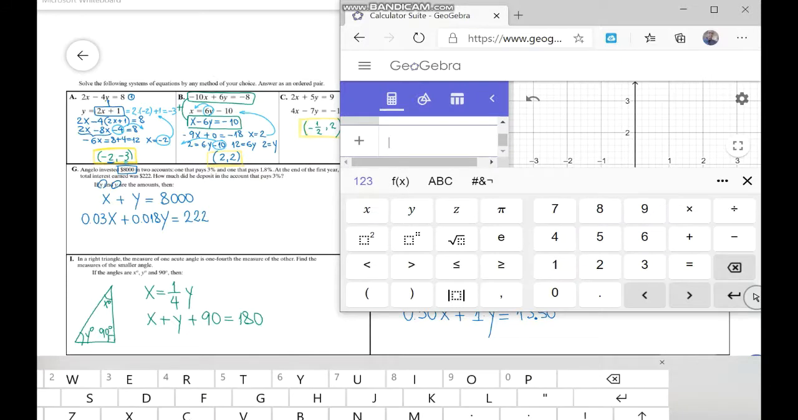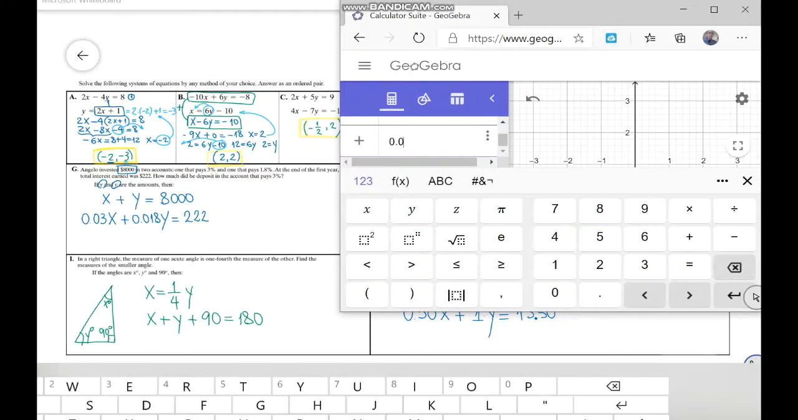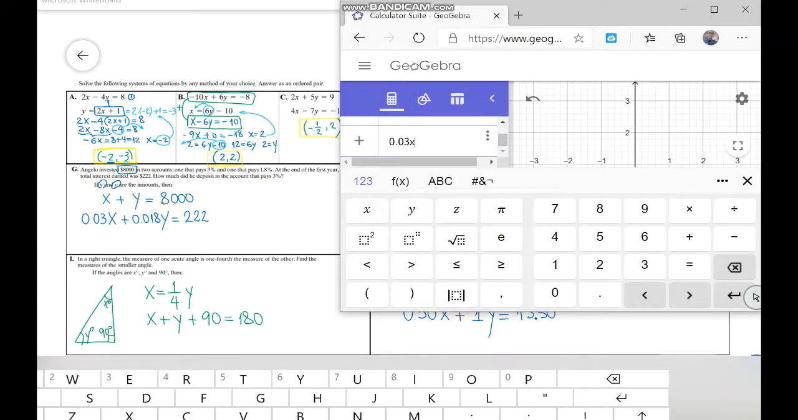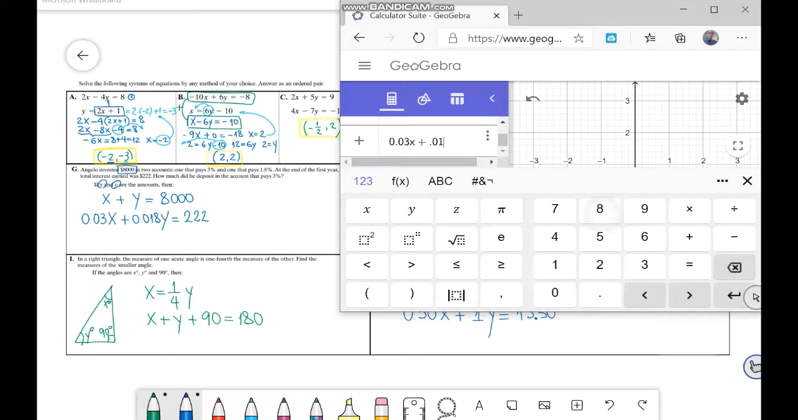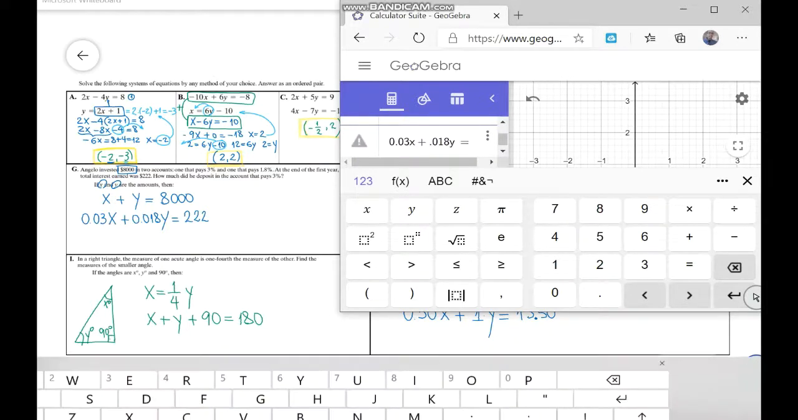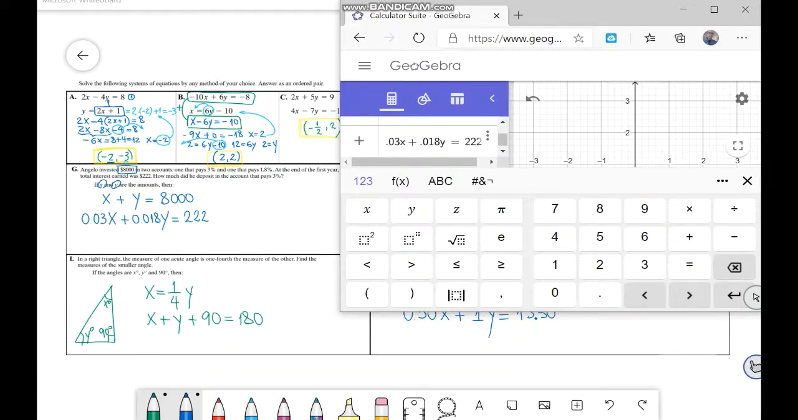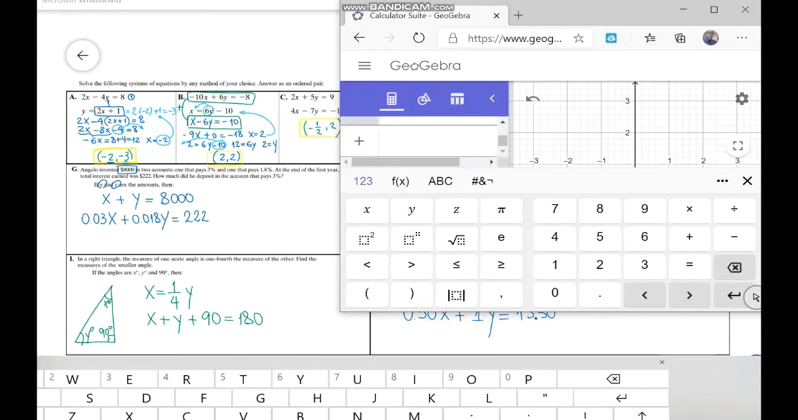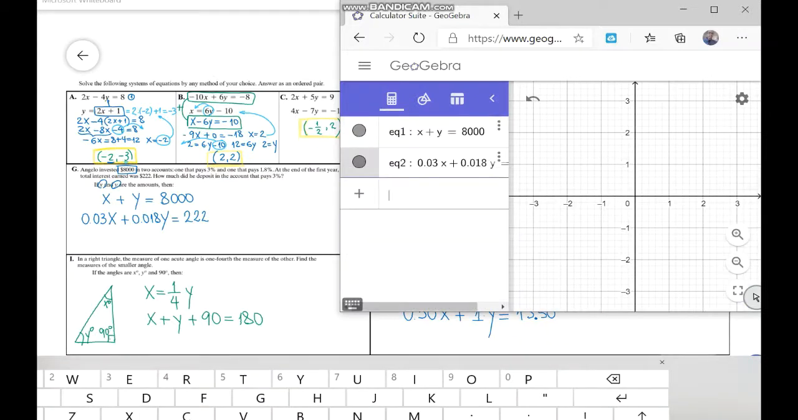And the next is 0.03 X plus 0.18 Y equals 222. Enter. Check the equations, check if everything is right. It looks right.